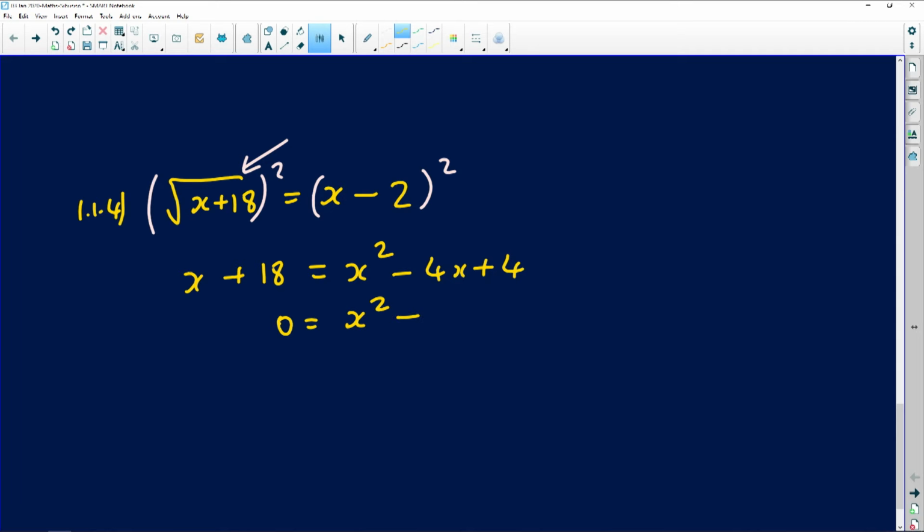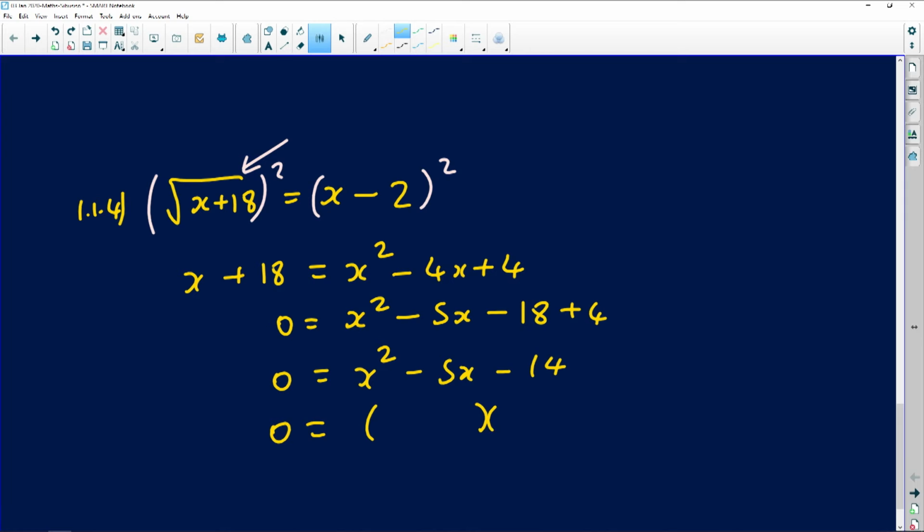Add like terms, you'll get this minus 5x when you subtract x on both sides. And then when you subtract 18 on both sides, you'll get negative 18 plus 4, which will eventually leave you with x squared minus 5x minus 14. Now, that is an easy question to factor. You just subtract a 7 and then you add a 2. One answer is 7 and the other answer would be negative 2.